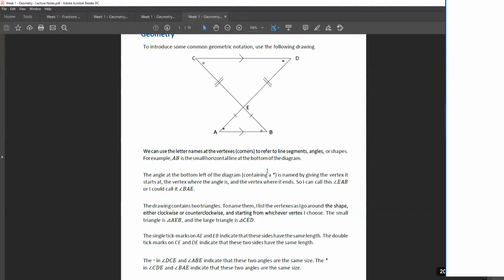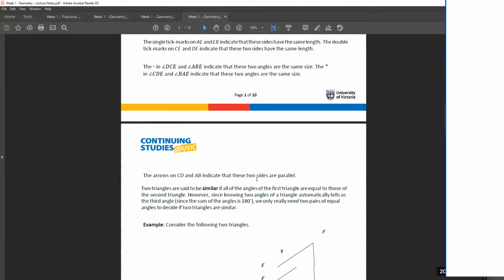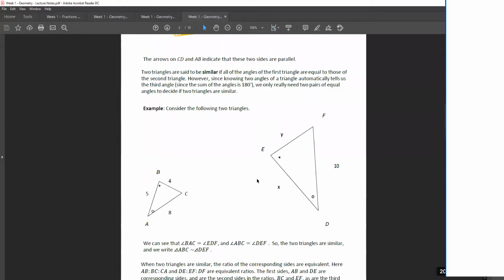We've already talked about the tick marks, and we've already talked about the rest of those symbols, so that lets us know that we are at the end of this page. Let's take a look now at these triangles.